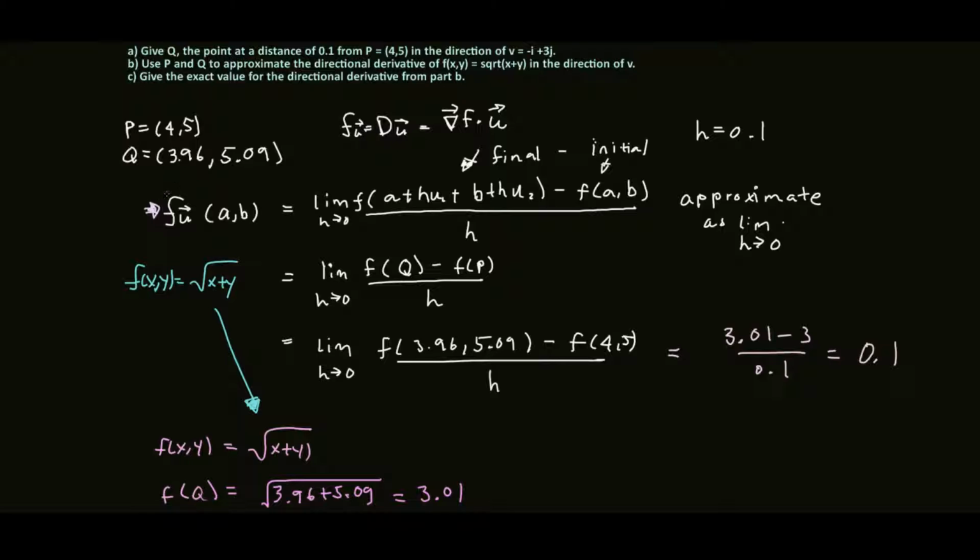And just as a reminder, this equation up here gives us the exact value of the directional derivative, which we will find in the next video from all the information from part A and B. But this equation right here gives us the approximation. And how do we know it's the approximation? Because the limit, as h approaches 0, this will give us the approximation of the directional derivative, or the slope towards that direction. Okay.